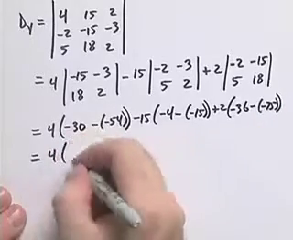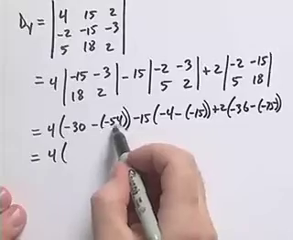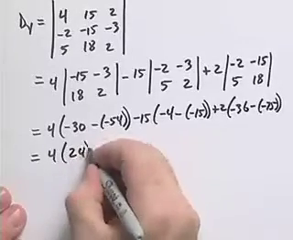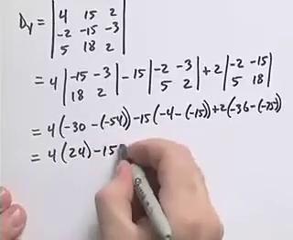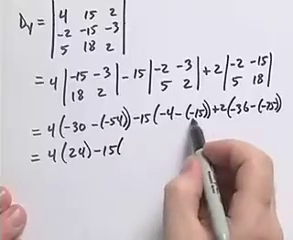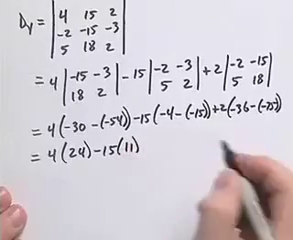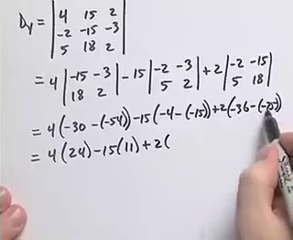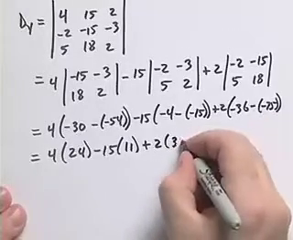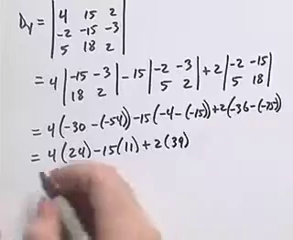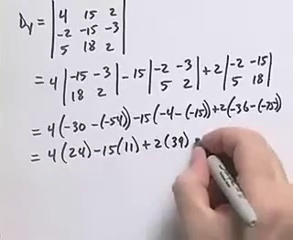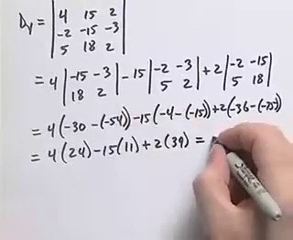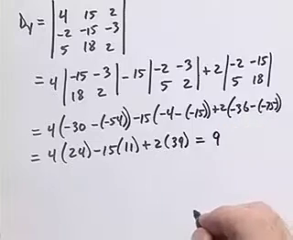So here we'll get 4 times negative 30 minus a negative 54 is going to be positive 24, minus 15 times negative 4 minus negative 15, it's going to be positive 11, plus 2 times negative 36 minus negative 75 is 39. And so if we clean this up, we end up with Dy is equal to positive 9.